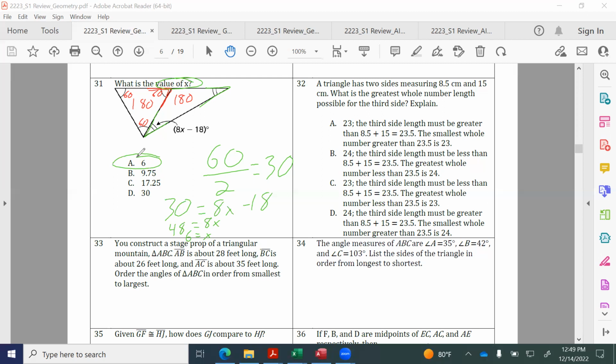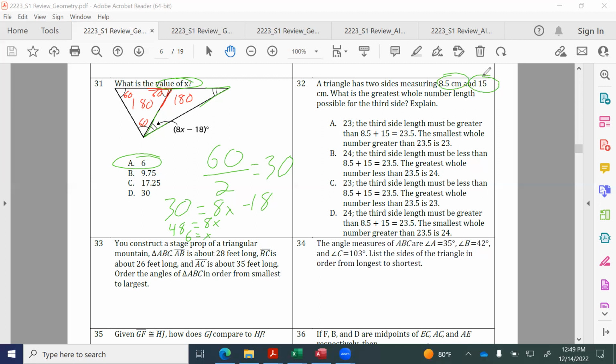All right. So on there we have other ways that we could have gone. That's just one possibility. Now on 32, a triangle has 2 sides measuring 8.5 centimeters and 15 centimeters. What's the greatest whole number length possible for the third side? Explain.